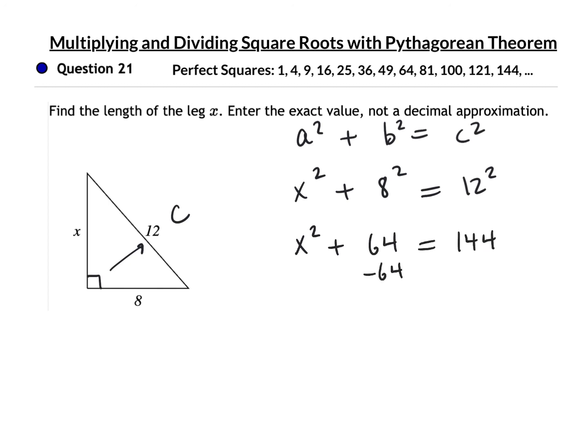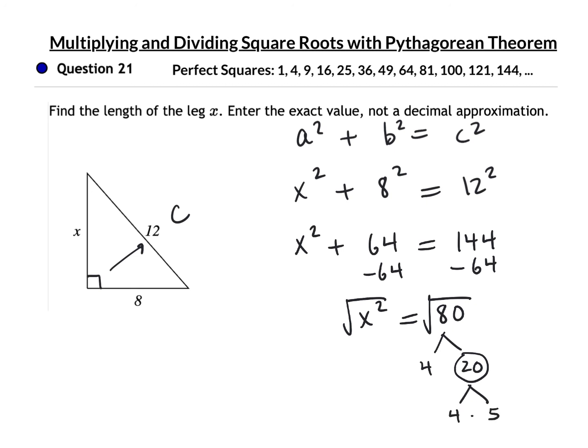We'll take a 64 off each side. We're trying to get x by itself. X squared equals 80. We can take the square root of both sides to get x, and we look for the largest perfect square in 80. Now I know that 4 goes into 80. Notice that it's 4 times 20. But 20 still has a perfect square in it. It's 4 times 5. And these two 4s will make a perfect square of 16. 4 times 4 is 16. 16 is the largest perfect square in 80.